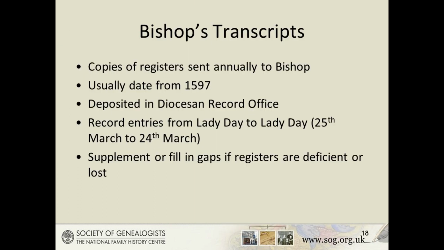I should mention that the Bishop's Transcripts, or BTs as they are commonly known, are official copies sent annually from the parish to the diocesan authorities and deposited at the appropriate record office. These copies often date from Lady Day to Lady Day, i.e. they follow the church's year, 25th of March to the 24th of March the following year. They often supplement gaps and deficiencies in original registers. So, for example, the original registers in Smarden in Kent were deficient, with gaps from 1711 to 1730, and hence the only record for those years are found on the BTs, which is where we saw the Isted family baptisms.